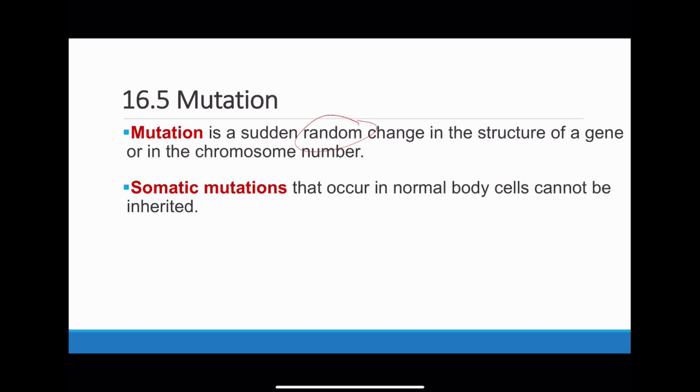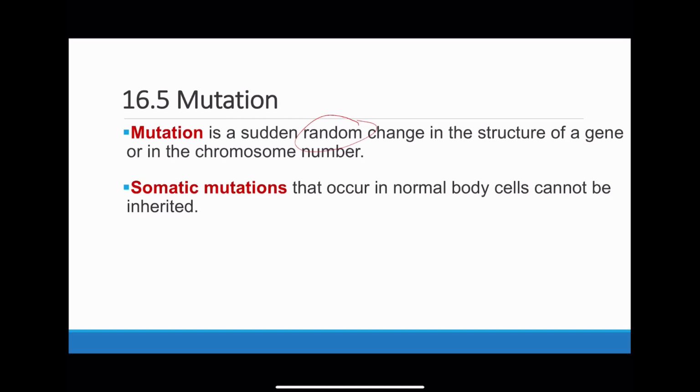Somatic mutations are mutations that occur in the normal body cells. These kinds of mutations cannot be inherited. For instance, say there's a person that likes to swim a lot or go to the beach a lot and always exposes himself or herself to harmful UV rays without any sunblock. Eventually there might be somatic mutations that happen in the skin cells. These mutations in skin cells can result in skin cancer, for instance.